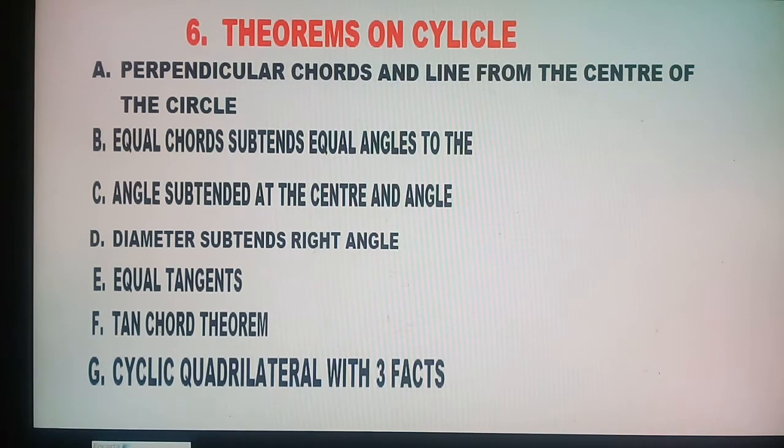You have to know that cyclic quadrilateral theorem. You have to know this theorem. Okay? Wow, how nice is mathematics.